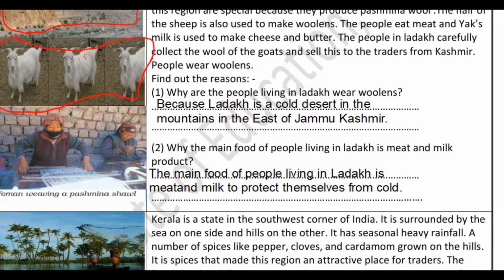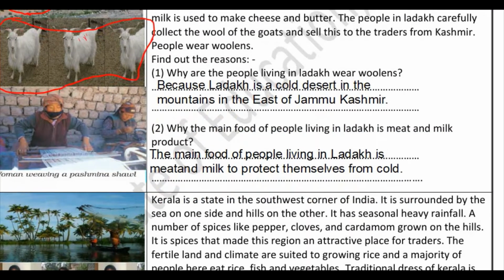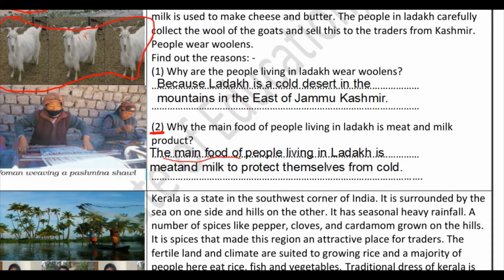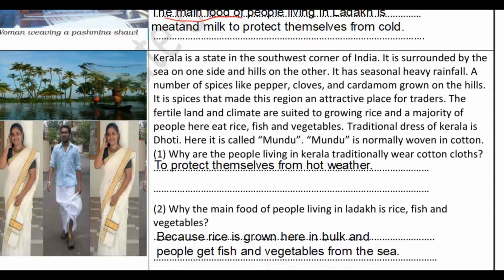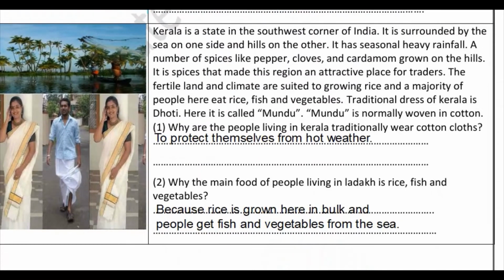Okay, so now there are some questions given. First one is, why are the people living in Ladakh wear woolens? So answer is because Ladakh is a cold desert in the mountain in the east of Jammu Kashmir. Then second question, why the main food of people living in Ladakh is meat and milk product. The main food of people living in Ladakh is meat and milk to protect themselves from cold. Okay, so they eat meat and consume milk products to protect themselves from cold.